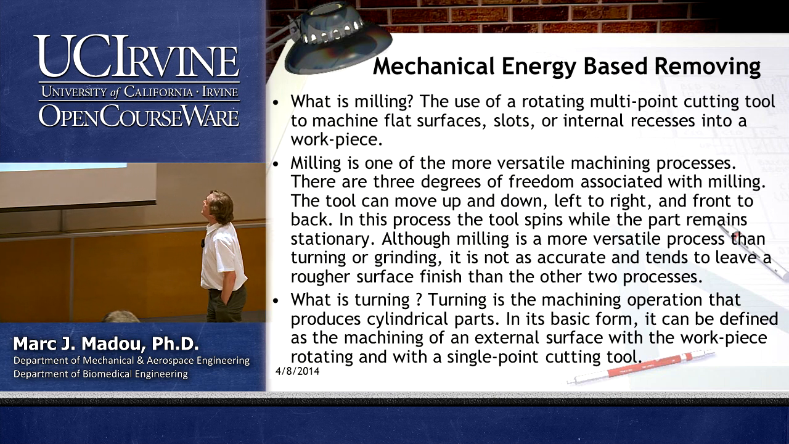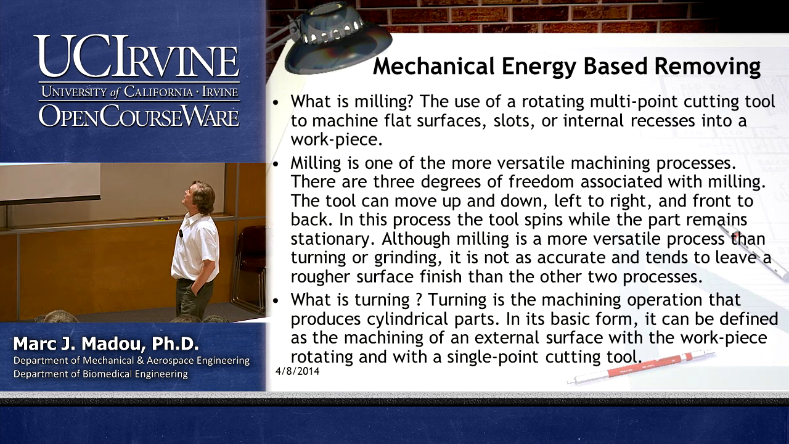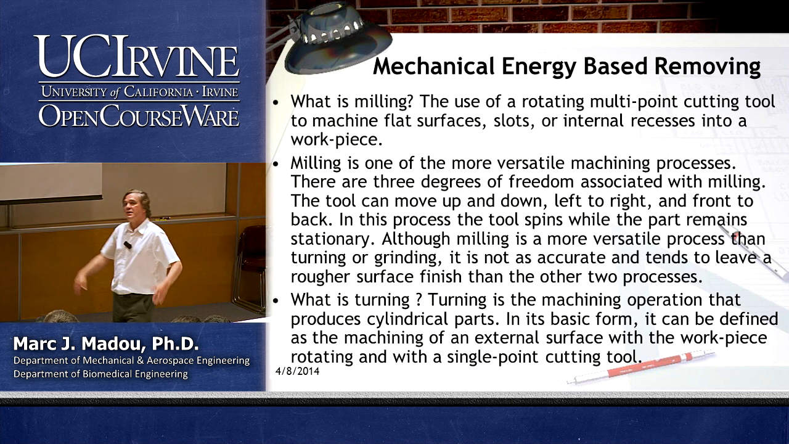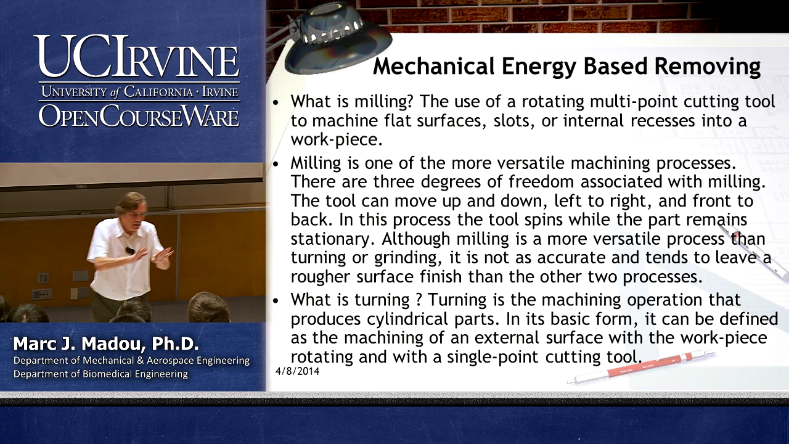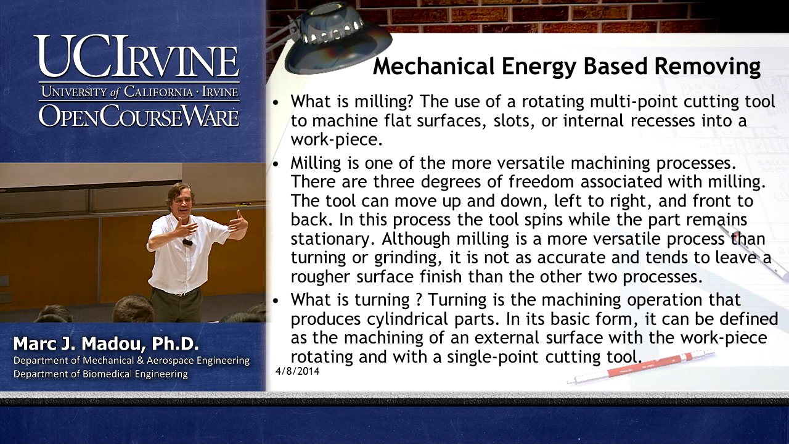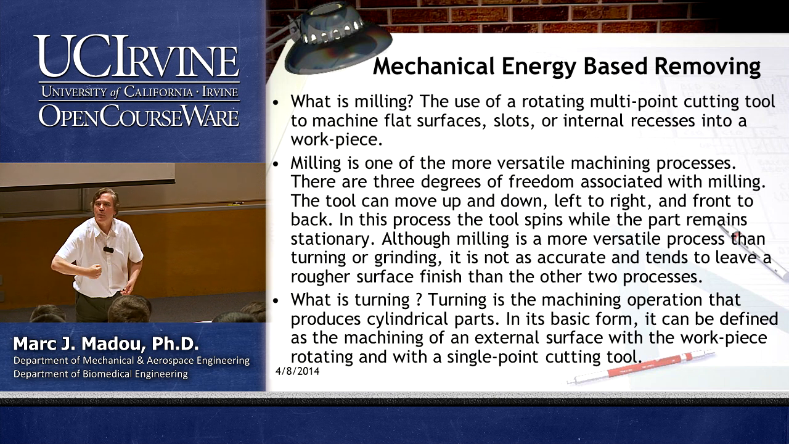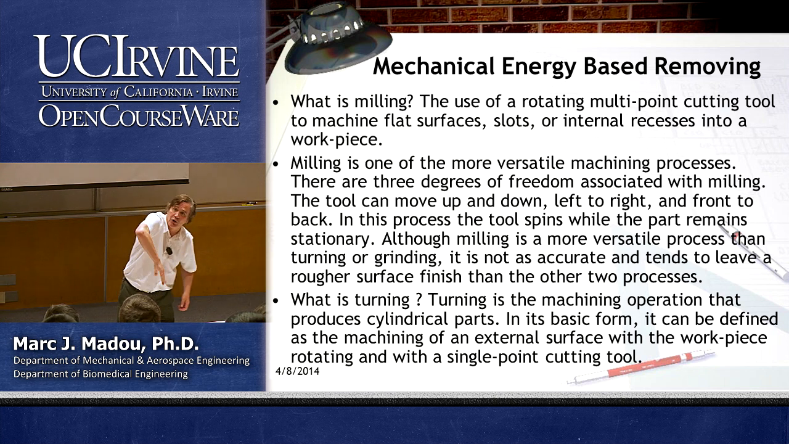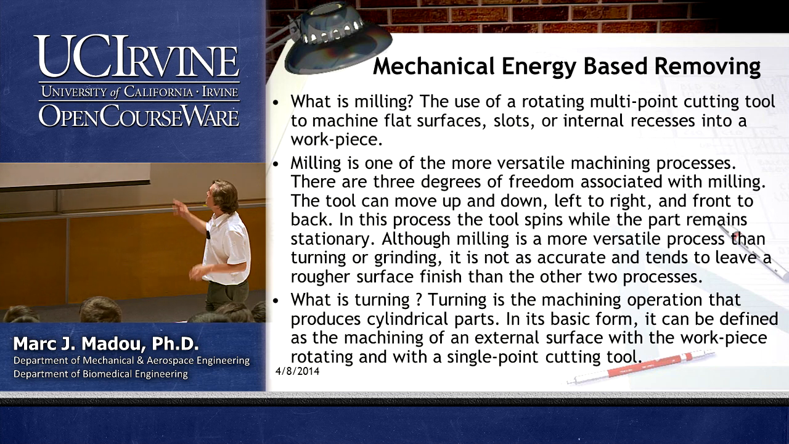It's the use of a rotating multi-point cutting tool to machine flat surfaces, slots, or internal recesses in a workpiece. So when you've seen these CNC machines, and you see basically a cabinet with a plastic wall, and you see water hitting the workpiece, and you see a tool that can move in the X, Y, and Z direction, and on top of that rotate, you know you're looking at a milling machine, a CNC machine.